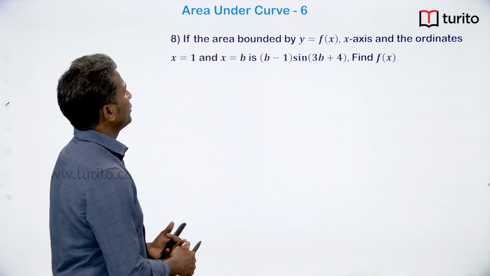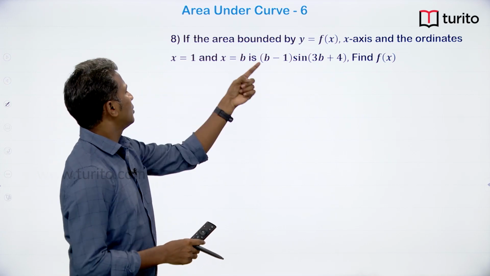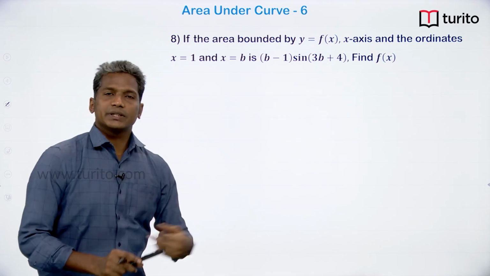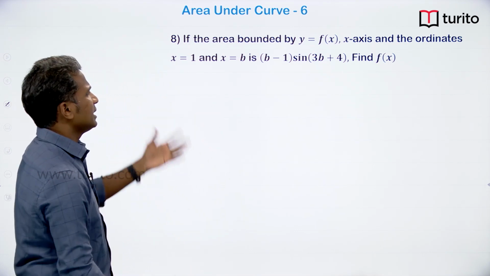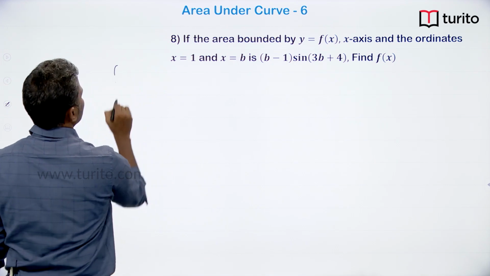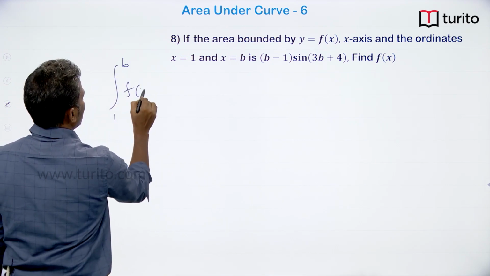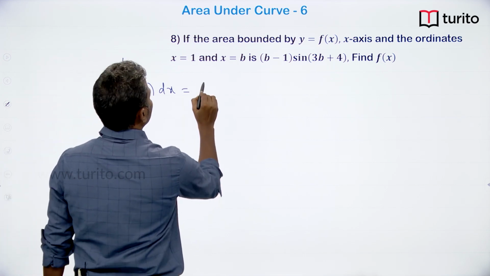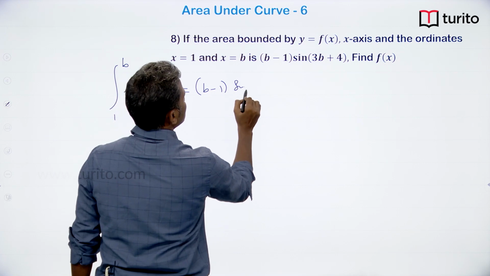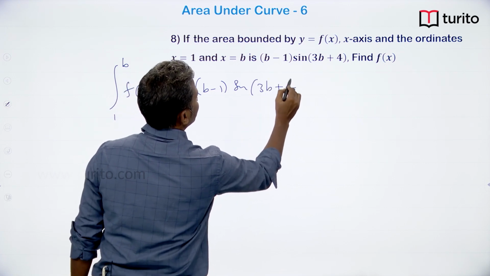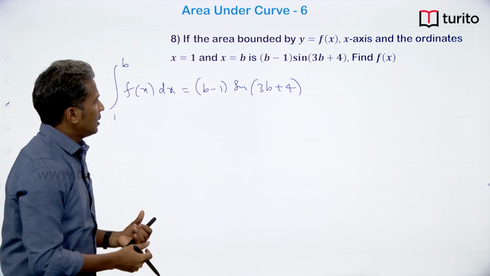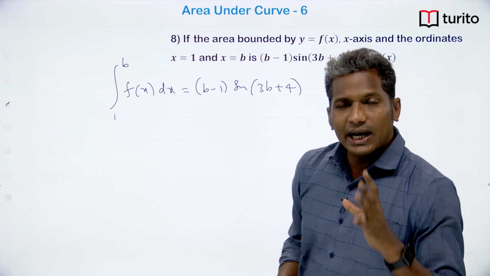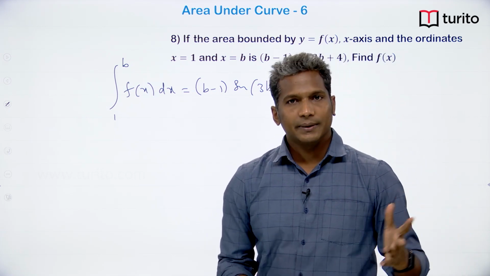If the area bounded by y equal to f of x, x axis, and the ordinates x equal to 1 and x equal to b is something, find f of x. So basically what is given here in the question is this: integral from 1 to b of f of x dx is given as b minus 1 into sine of 3b plus 4. Okay. Now here instead of b, if a constant was given, then getting the function would be a very big headache.